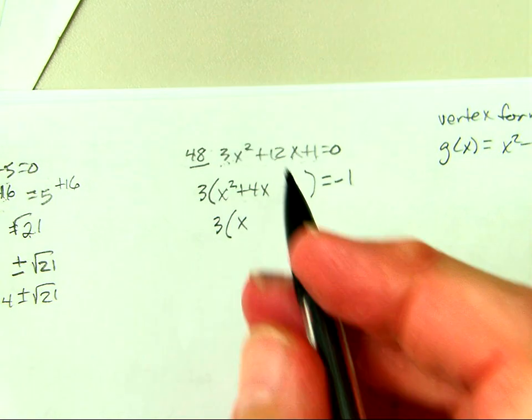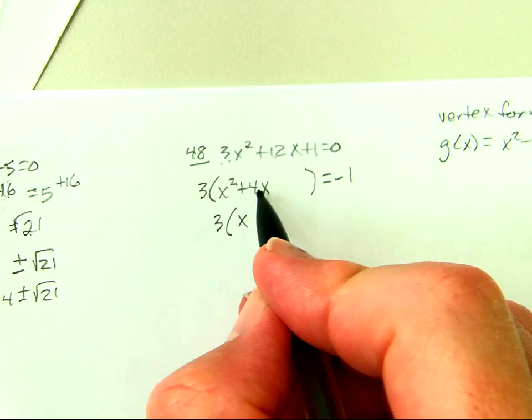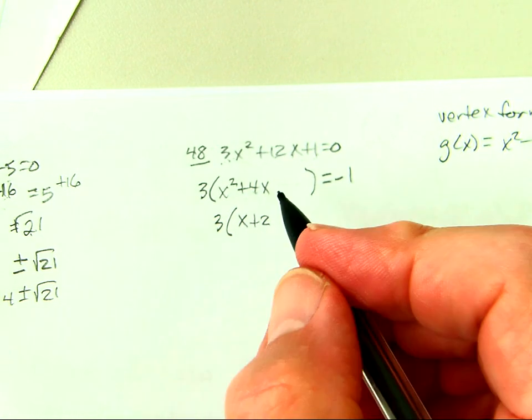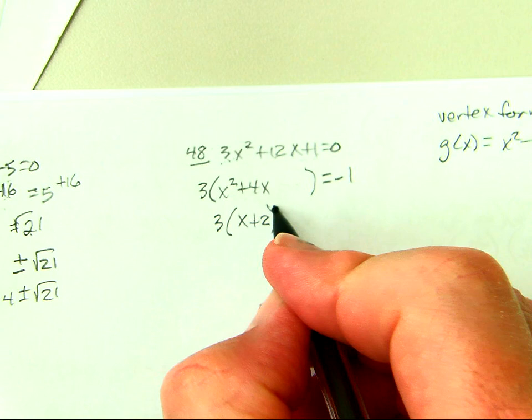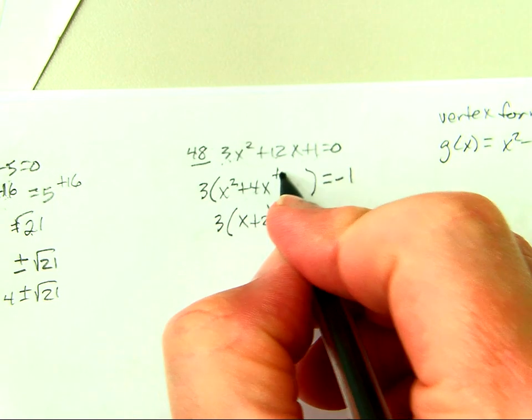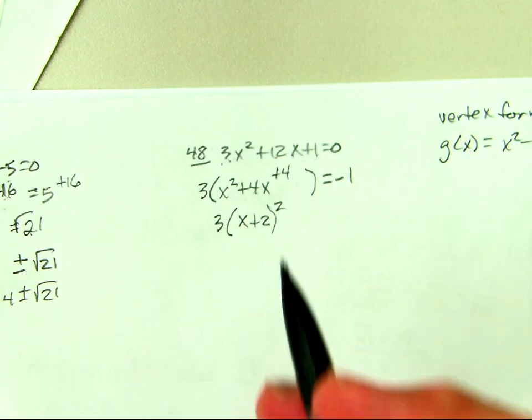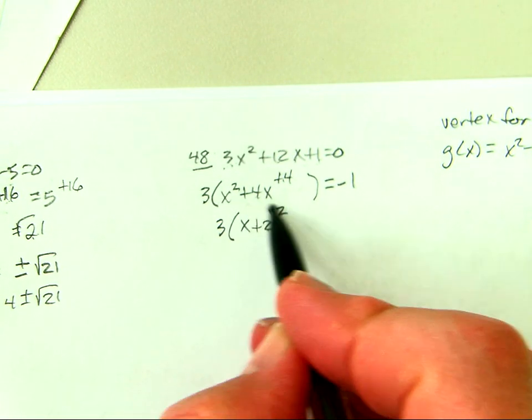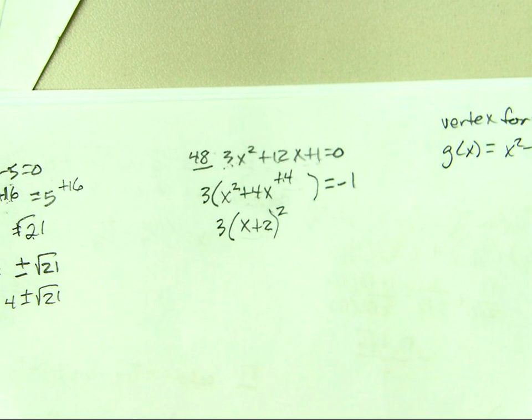Now we're ready for the completing the square. Just like we did before, half of 4 is 2. So I'm going to bring 2 down here. And then I square that. 2 squared is 4. That's what I need to add in here. So by adding 4 in here, this is equal to x plus 2 squared. We created a square by doing that.